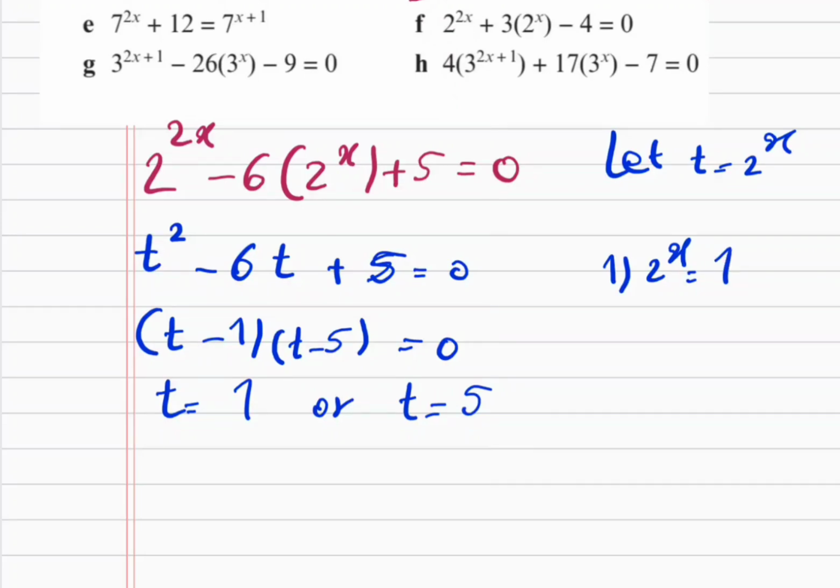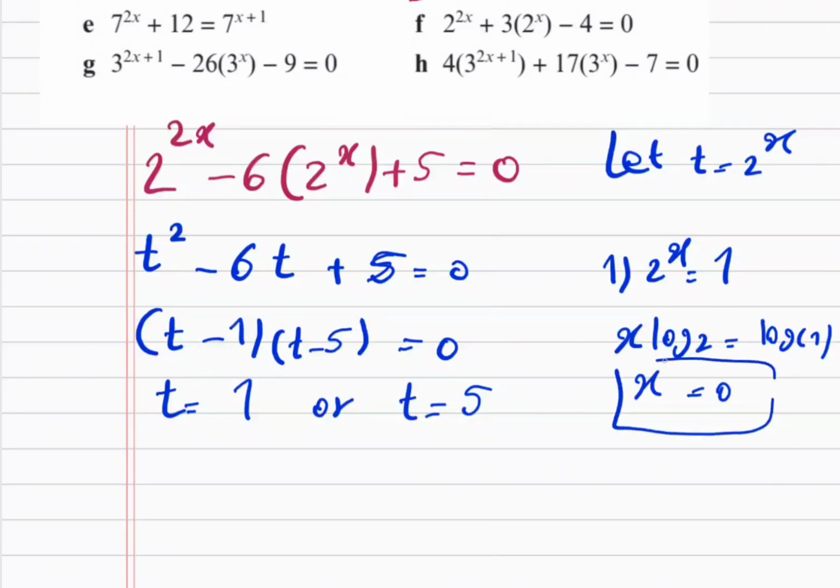And in this case, we just take log of both sides. But interestingly, log of 1 is 0. So what we get is x log 2, and then here is just log 1, which is 0. So then x is just equal to 0, right? So that's the first solution, that x is simply equal to 0.